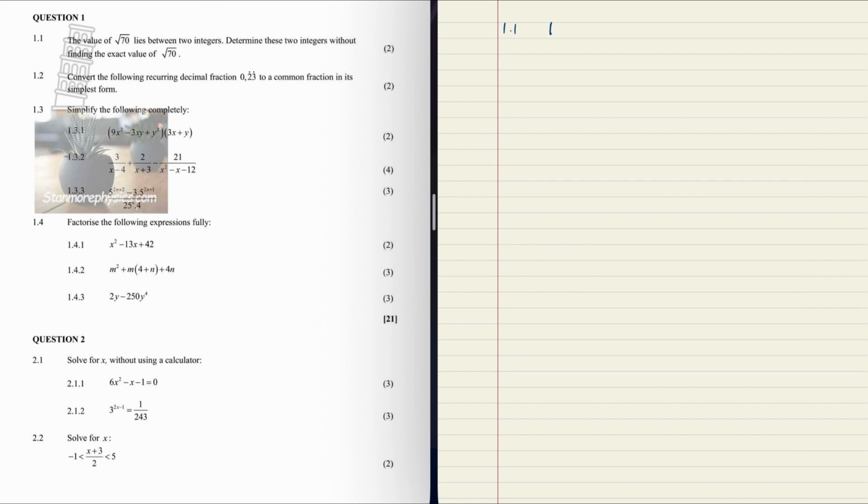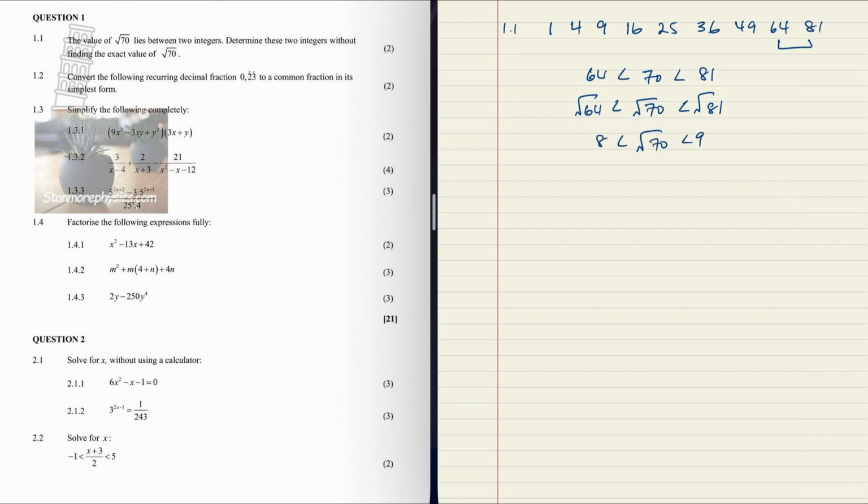1 squared is 1, 2 squared is 4, then 9, 16, 25, 36, 49, 64, 81. Now 70 lies between these two values. So 70 lies between 64 and 81. Now we square root. So the square root of 70 will lie between the square root of 64 and the square root of 81. So the square root of 70 lies between 8 and 9.